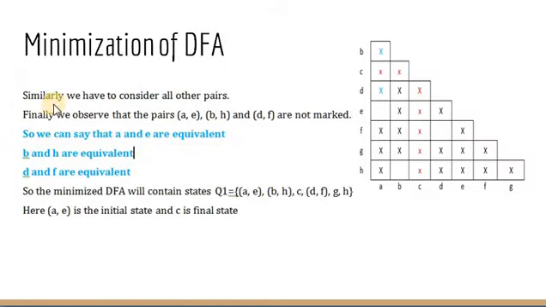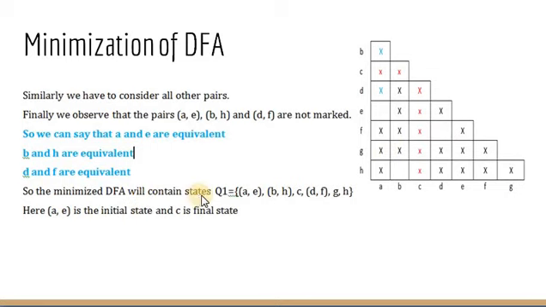In a similar way, we have to consider all the other possible pairs in the table and finally fill them with X or not. Finally we observe that AE is not marked here, BH is also not marked, DF is also not marked. So we can easily say that A and E are equivalent because it is not receiving X. B and H are equivalent because it is not receiving X, and D and F are also equivalent because it is not receiving X.